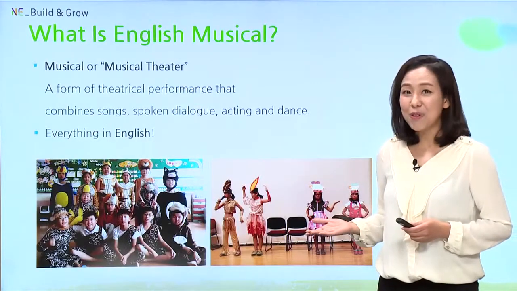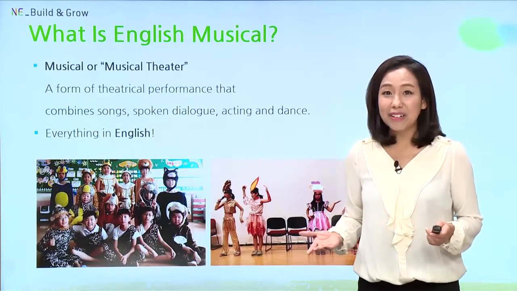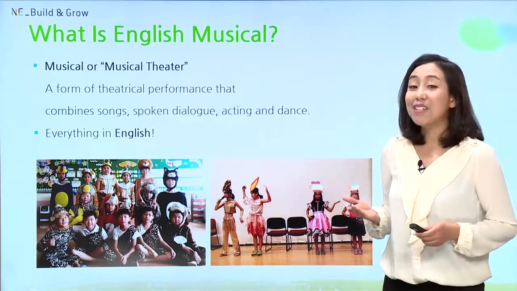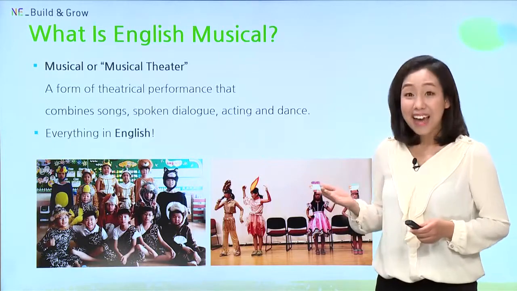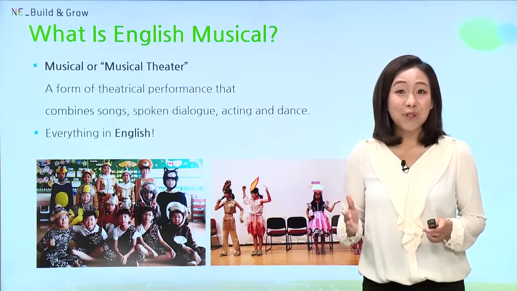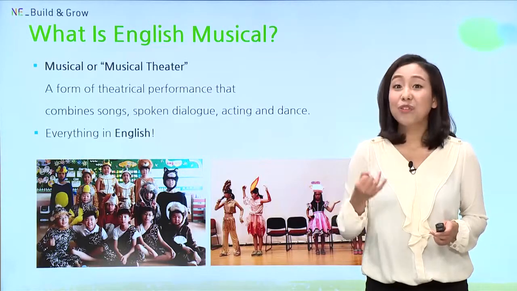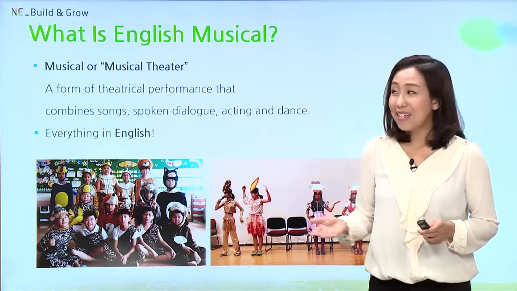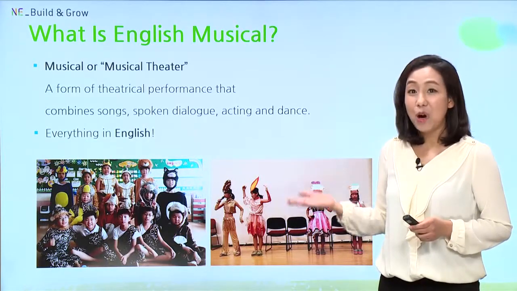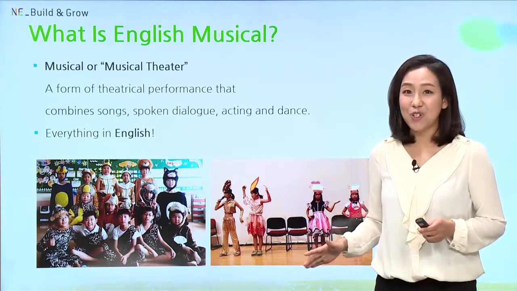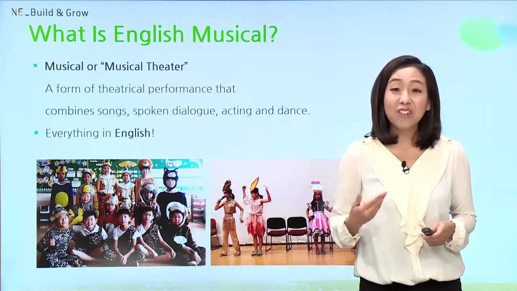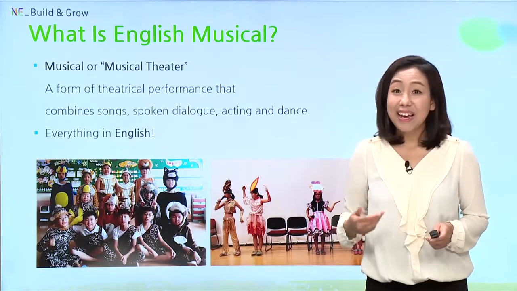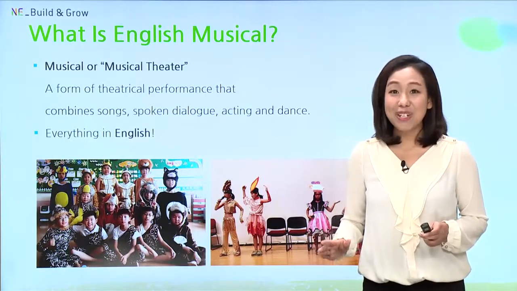What is English musical? Or what is musical theater? Musical theater is a form of theatrical performance that combines songs, spoken dialogue, acting, and dance. So in a musical, you have to act, you have to sing, and you have to dance all together. And also, since this is English musical, we have to do everything in English. So from your interacting with the kids, from the classroom environment, from the scripts and the songs, everything has to be in English.